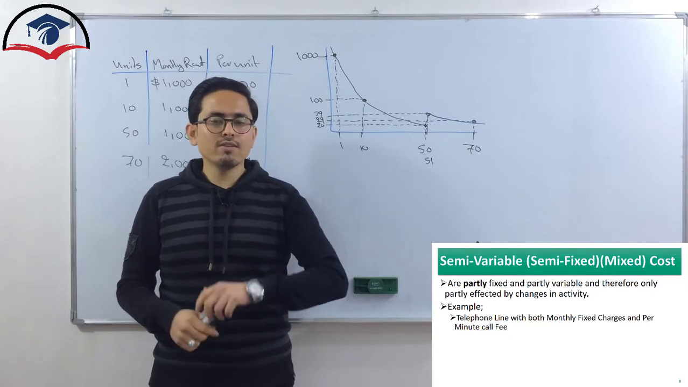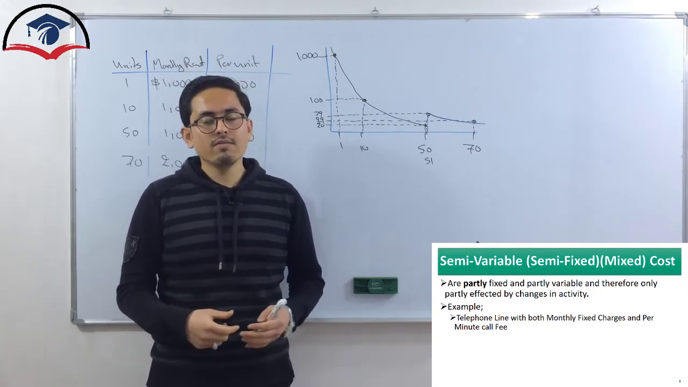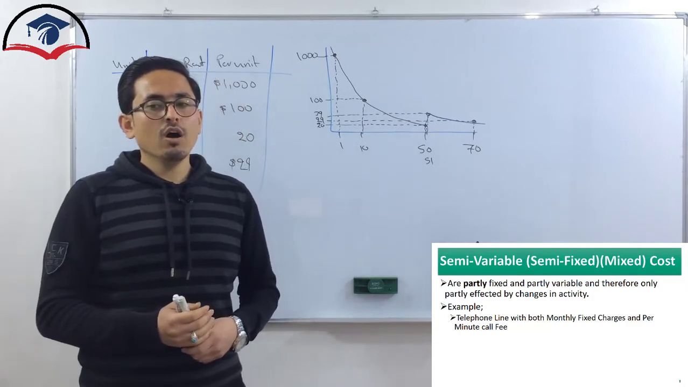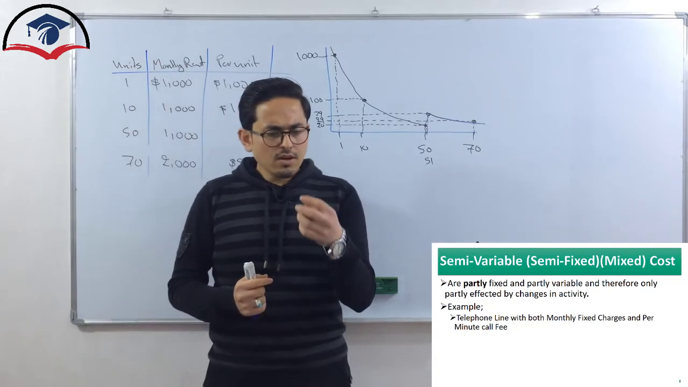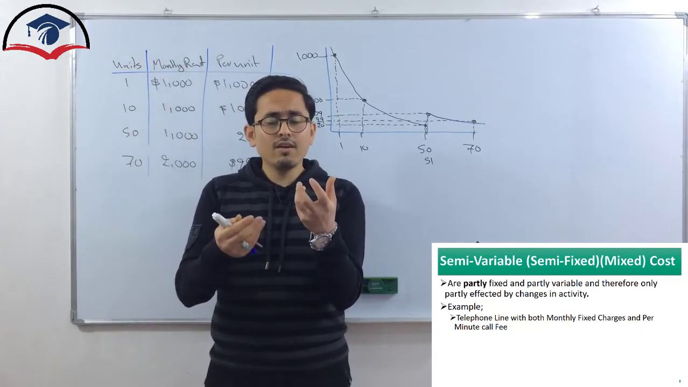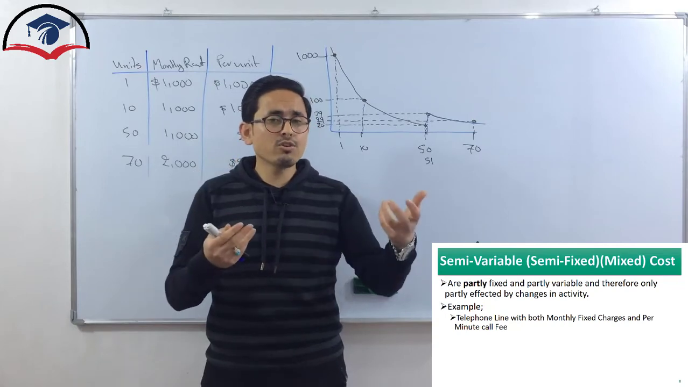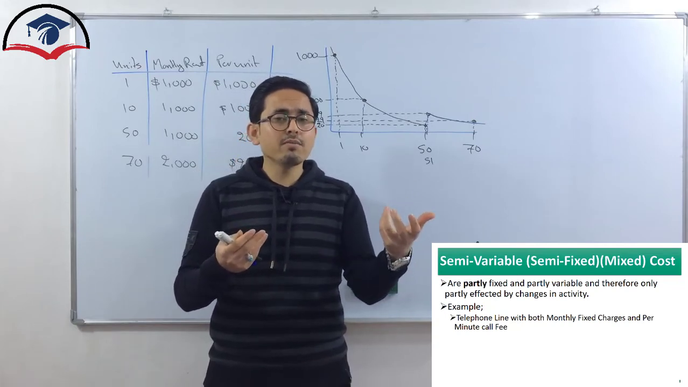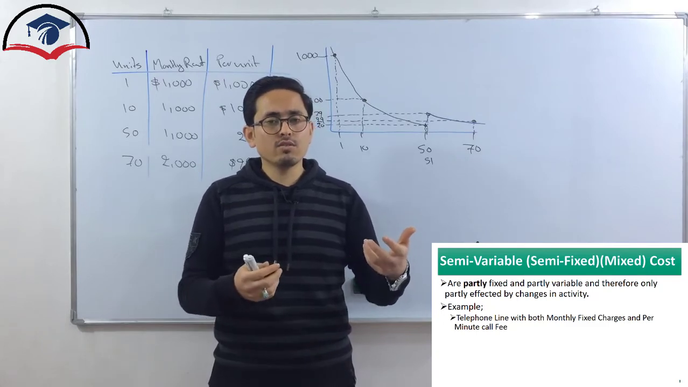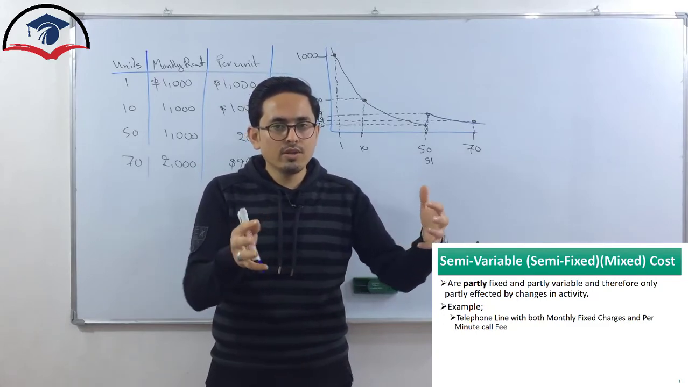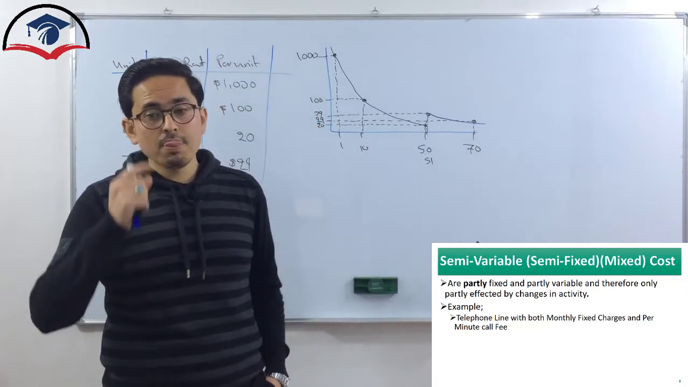But the popular one is semi-variable costs, which are partly fixed and partly variable, and therefore only partly affected by change in level of activity. A portion is fixed whether the level of activity decreases or increases. And another portion is variable, meaning in direct proportion to the level of activity, it will increase and decrease. So they both come together and make the semi-variable cost.